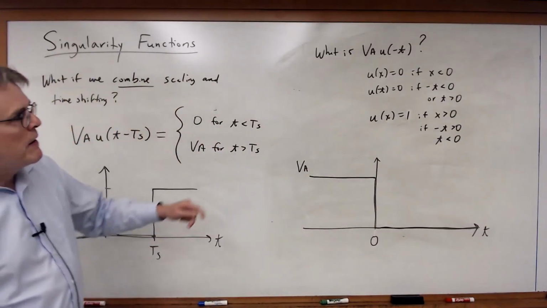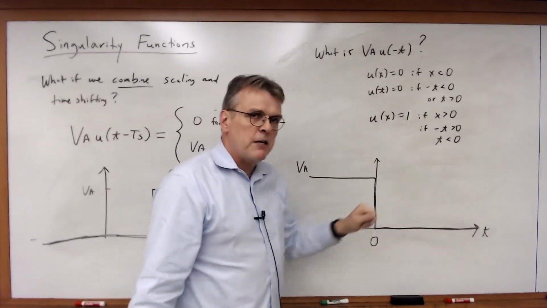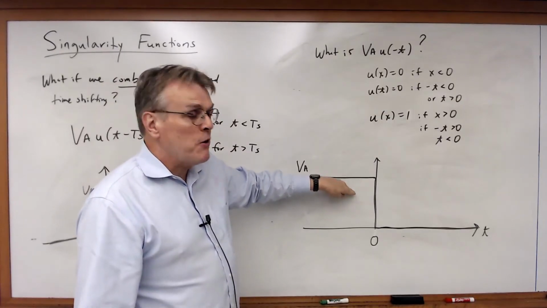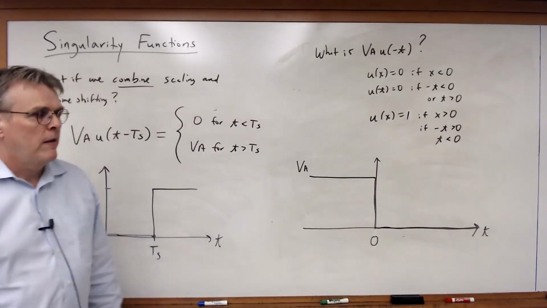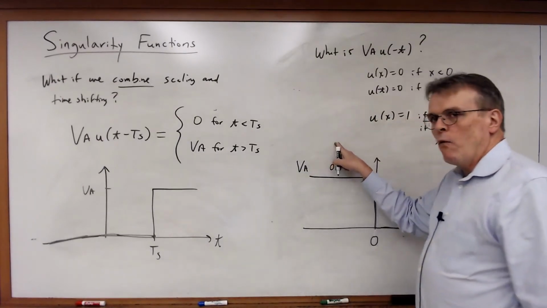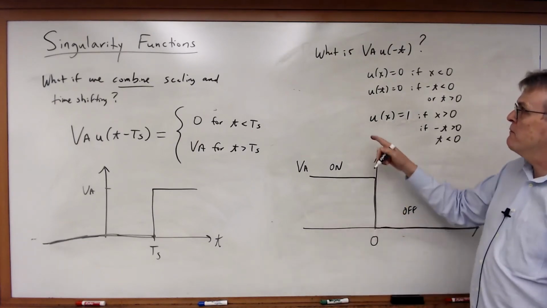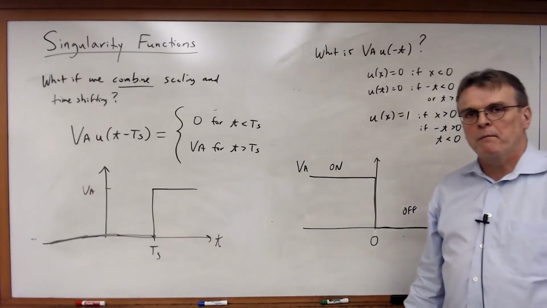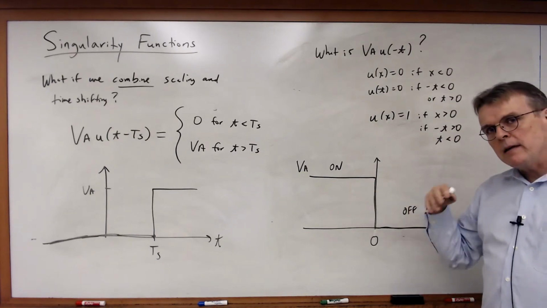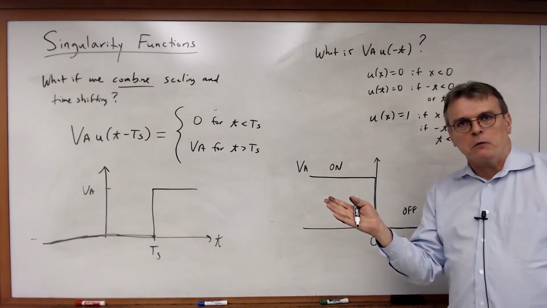So notice what we have here. If I do u of t, it's 0 and then turns on and goes to VA for t greater than 0. If I do u of minus t, it has a positive value, then goes to 0 for t greater than 0. So consider what I've got here. Now I've got something that was on for t less than 0, but is now off for t greater than 0. So I flipped this around from the VA u of t I looked at before. So now you begin to see how you can use this idea mathematically as a way of representing a switching event, a switch either opening or closing at time t equals 0.